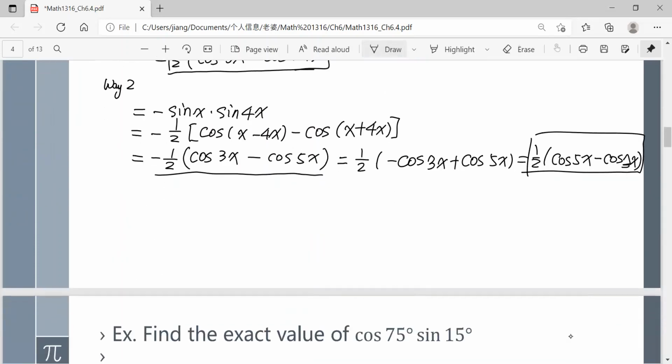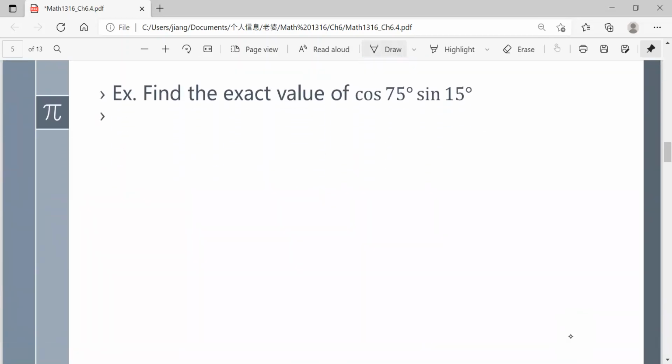Okay, let's move on to this question. Find the exact value of cosine 75 degrees times sine 15 degrees. Copy down the question. That's cosine 75 degrees times sine 15 degrees. And this one equals 1/2.